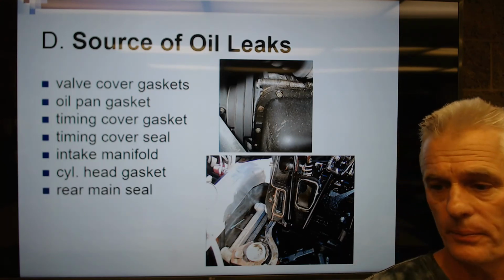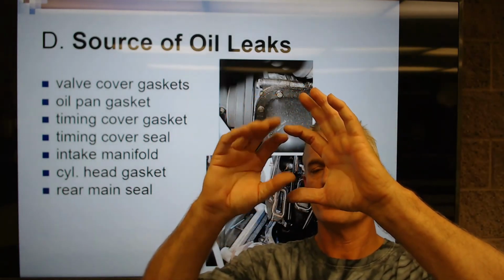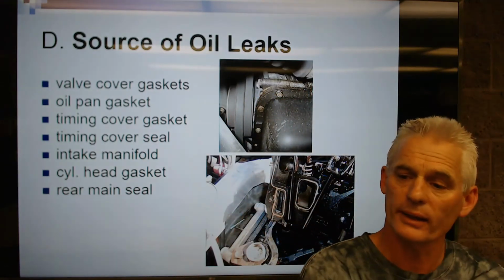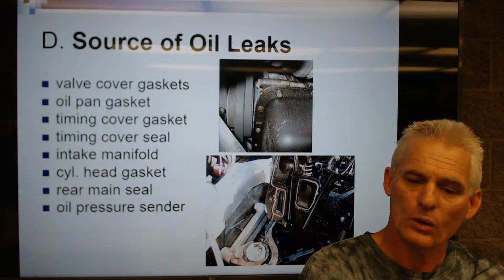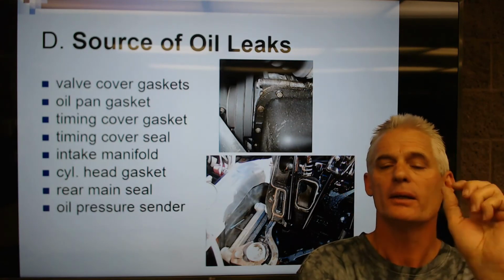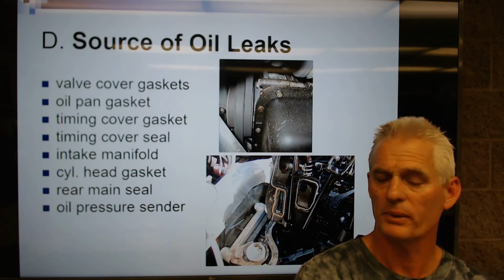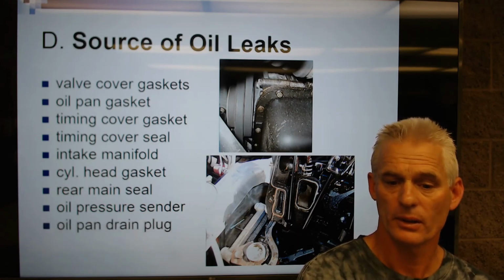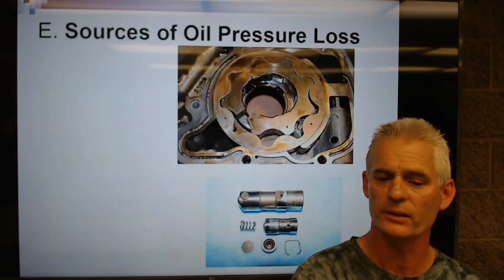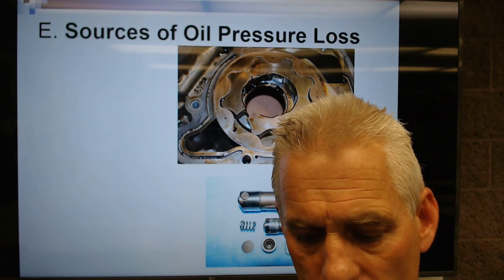The rear main seal. So on the back of the crankshaft, we've got our full annular rear main seal that can leak past the crank and come out between the transmission and the crankshaft. Oil pressure senders are notorious for leaking. When the little plastic sender body cracks, that sending unit will leak, and it will go usually all over the place because it's under pressure. Oil pan drain plug, you guys know that those leak if they don't get tight enough or the gasket's not good. And then finally, sources of oil pressure loss.